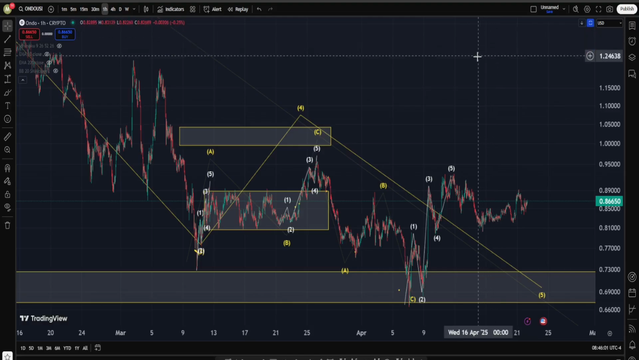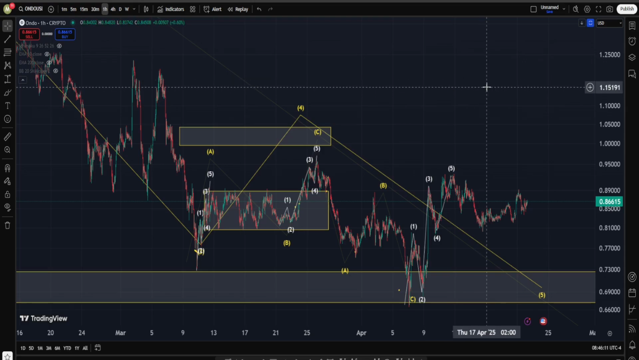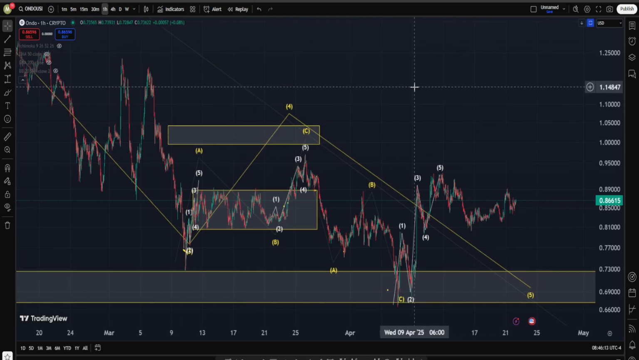Okay, hi everyone, welcome back, and in this video we are going to check out those price charts. Since a lot of you guys ask for some midterm analysis every now and then, in today's video at first we are going to check out the overall possibility in the mid to long term in Ondo.